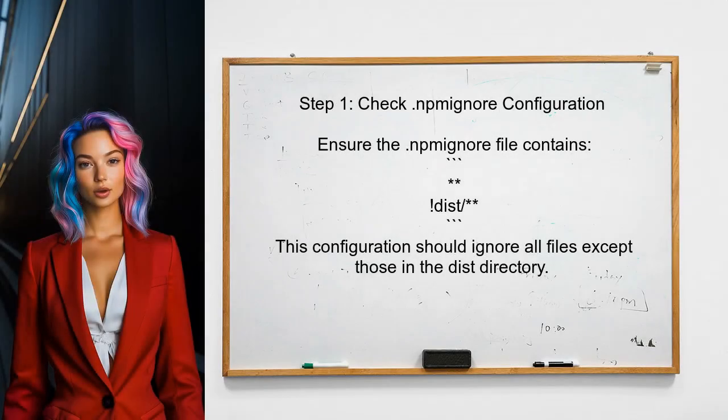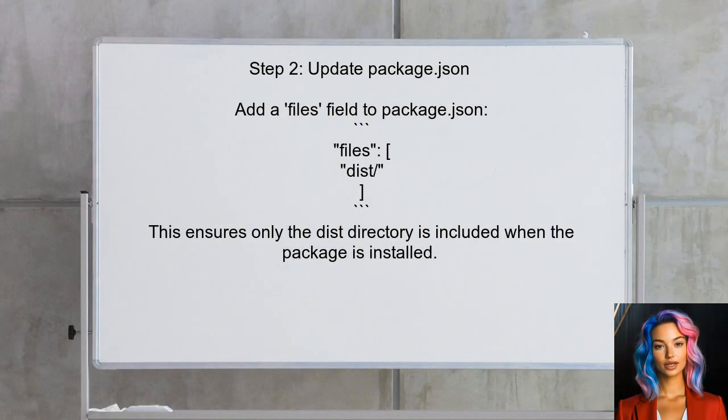To address the issue of scoped packages being included during installation, the user should first ensure that their .npmignore file is correctly set up. The current configuration is intended to ignore everything except the dist directory. Next, the user should consider using the package.json file to specify which files to include when publishing the package. This can help control what gets installed with the package.